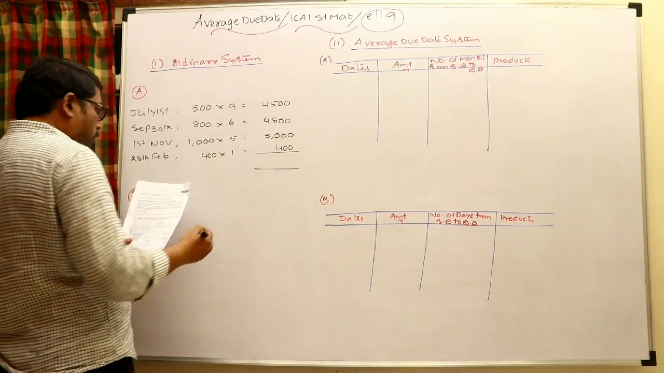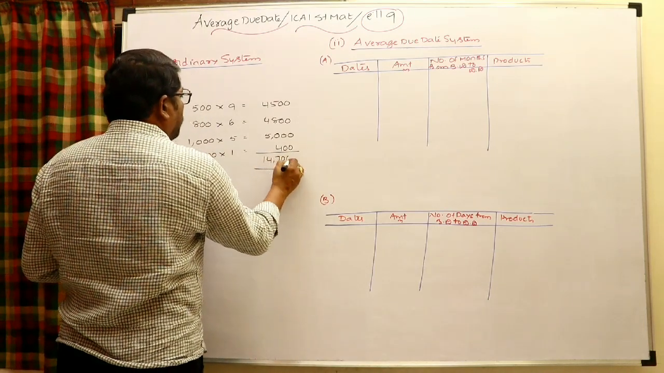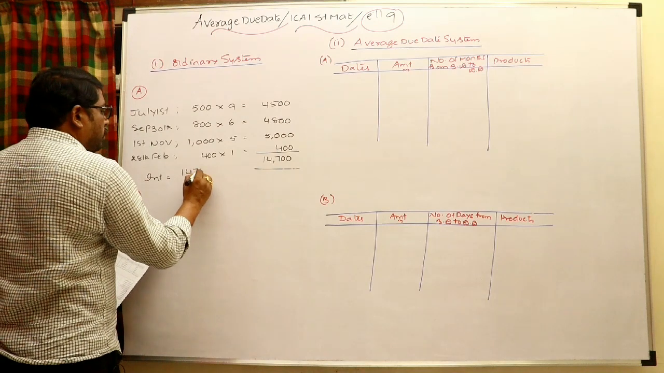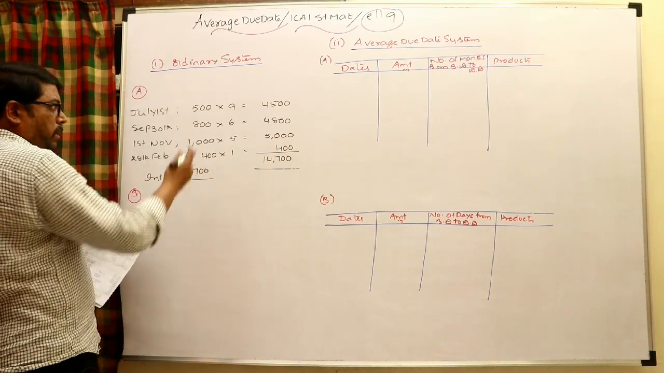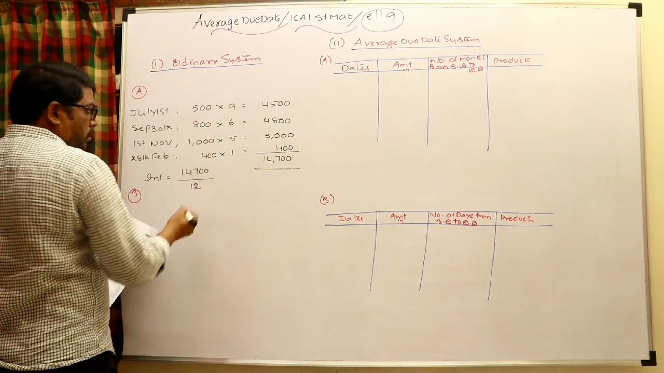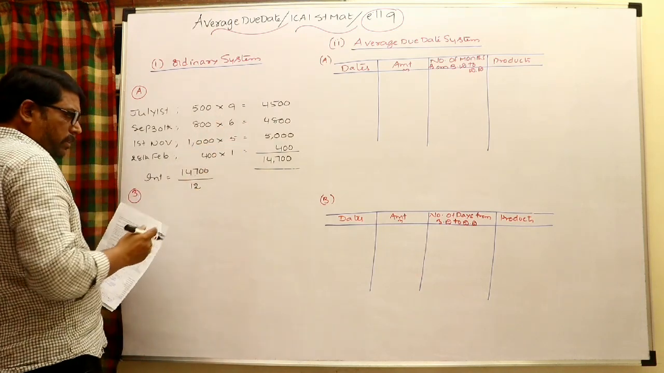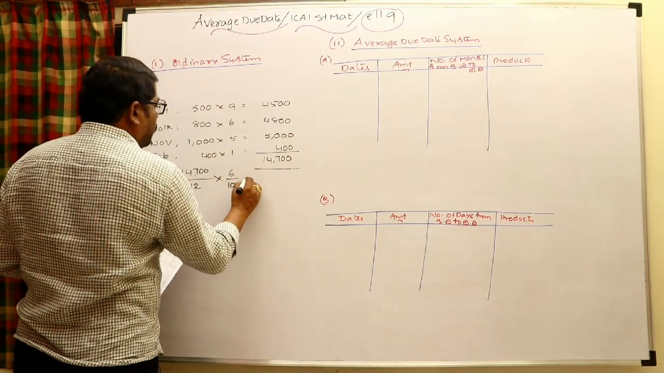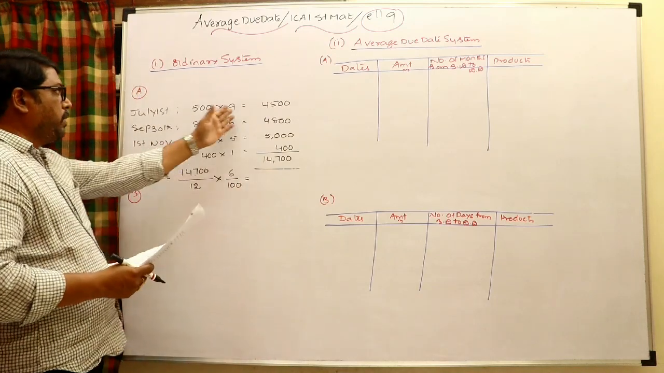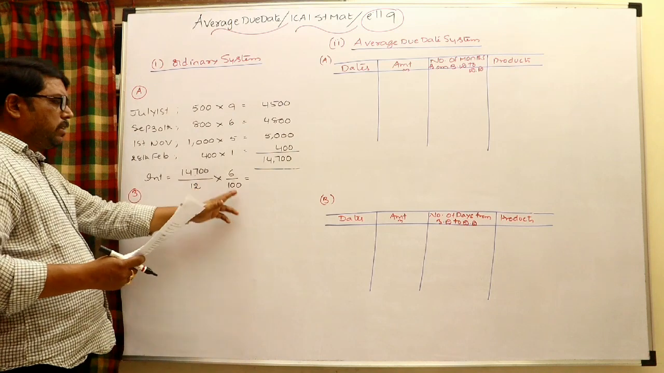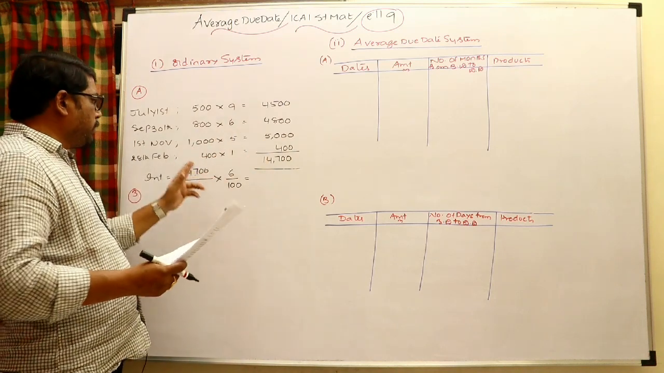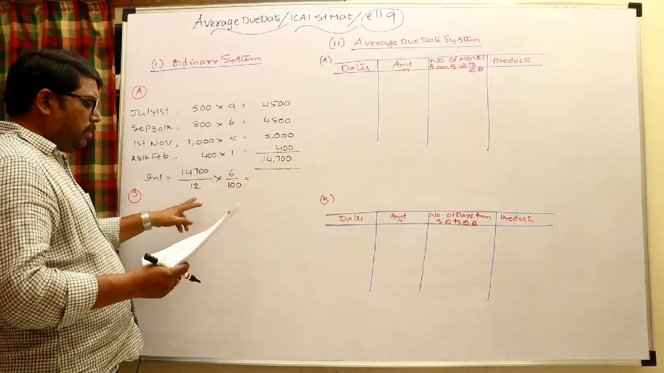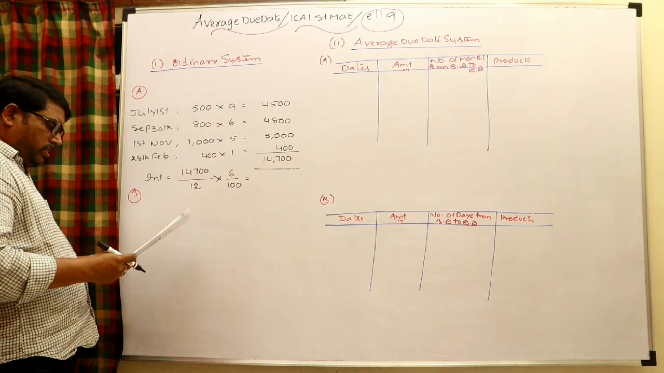Just go for the total of the products. If you add the entire products, the total is 14,700. As I said, interest is equal to total of products divided by 12 if you multiply with the number of months, or by 365 if you multiply with the number of days, into rate by 100. Here the rate is given as 6 by 100. Days, 365; months, 12. Here the interest amount is 73.50.